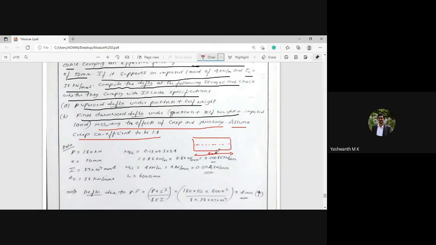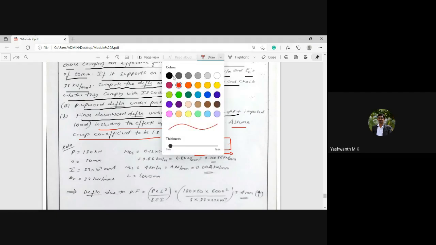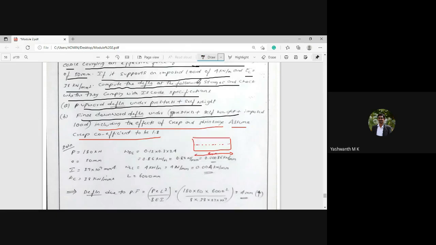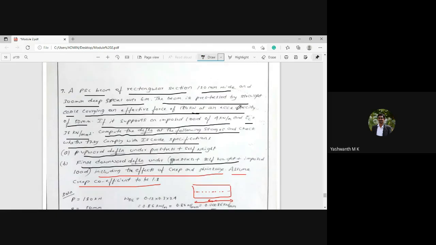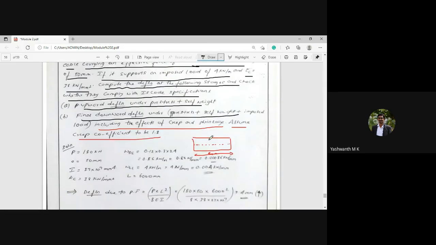Next, it will have a constant eccentricity because it has been clearly mentioned that the beam is pre-stressed by a straight cable. Obviously, a straight cable means it has a constant eccentricity, which will be 50 millimeter. It will be pre-stressed at either end with a pre-stressing force of 180 kilonewton.